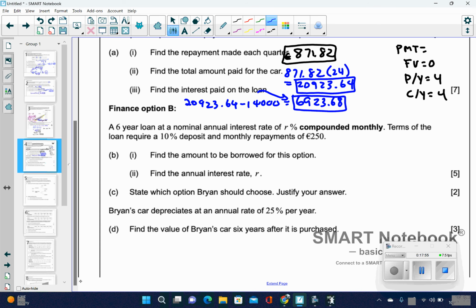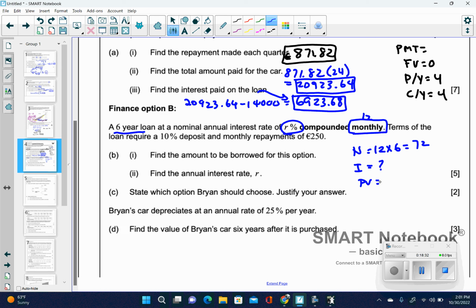All right. Finance option B, the second amount that he could do is he could do a 6-year loan. We're not given the annual interest rate. It's a nominal one, and it is compounded monthly. So that is 12, right? Find the amount to be borrowed for this option. Okay. So now we have something similar, right? So we have 12 times 6 years, right? So it's compounded monthly. So that's going to give us 72. Our interest rate, we do not know, right? So we're going to have to find that.